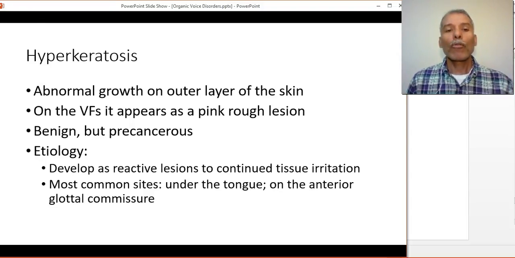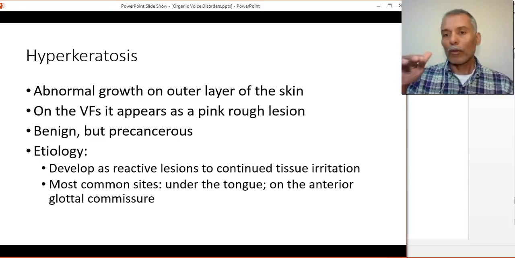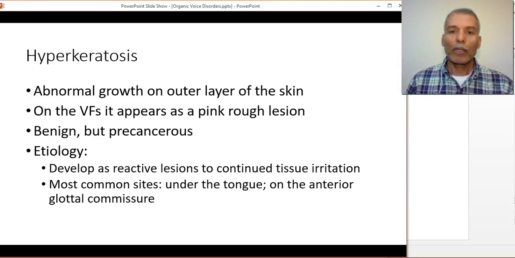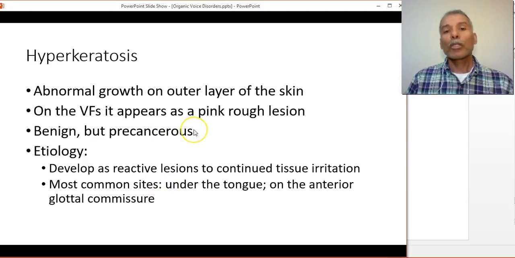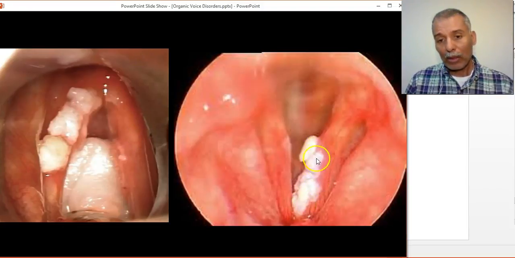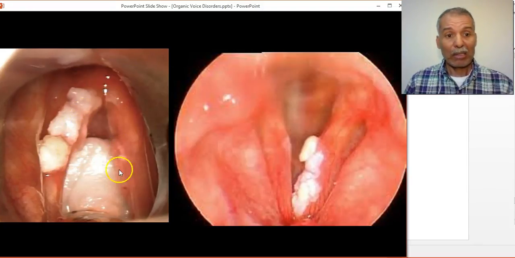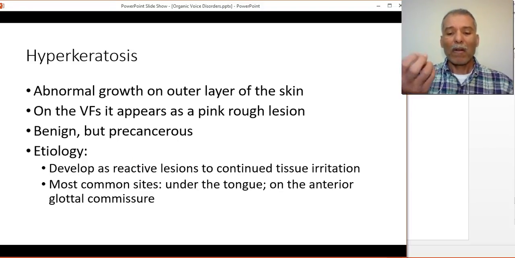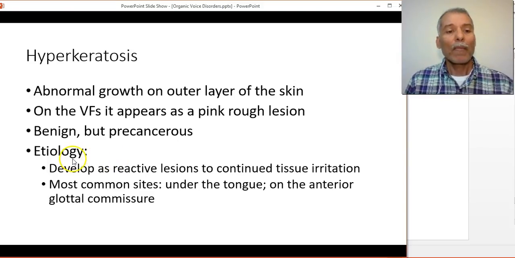Hyperkeratosis is an abnormal growth on the outer layer of the skin. And of course, in terms of the skin, we look at the surface of the vocal folds. The epithelium is part of the skin, basically. On the vocal folds, it appears like a pinkish, whitish, rough lesion, for example, like this, and like this. So accumulation of tissue, kind of rough, granulated. Even though it's benign, it is often followed by cancer. So it's a precancerous lesion.